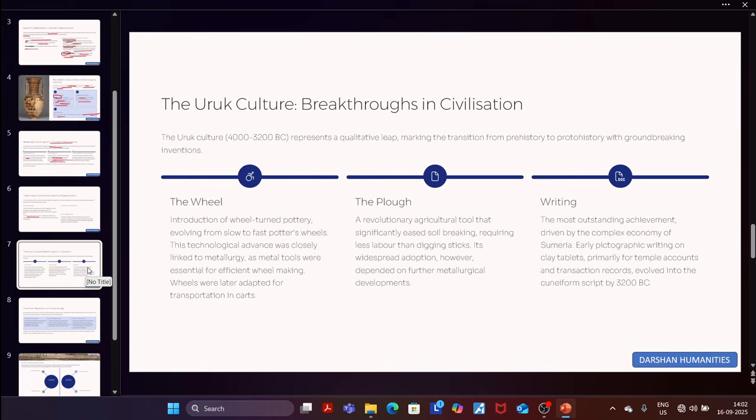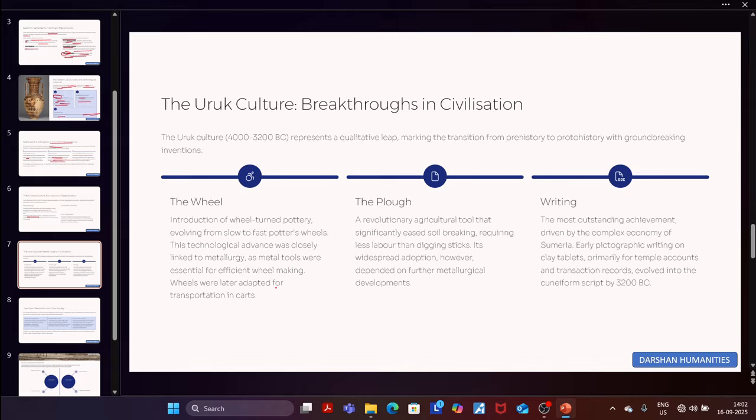Then Uruk culture, one of West Asia's most prominent cultures, marking significant advancement in technology, social organization, and the emergence of writing. Now, you have to understand something.